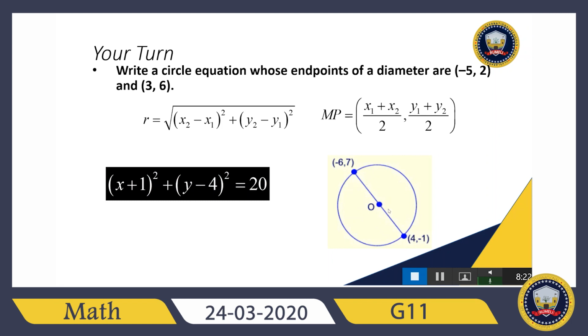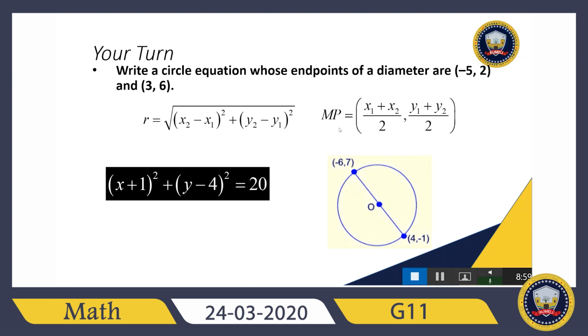So let's say we have this M, which is the center or the midpoint between these two points. So (x1 + x2)/2, (y1 + y2)/2. This would give me the center of the circle using these two points. So −5 plus 3 over 2 gives me −1. And 2 plus 6 over 2 gives me 4. So (−1, 4) is the center of the circle.